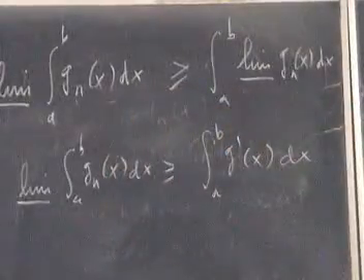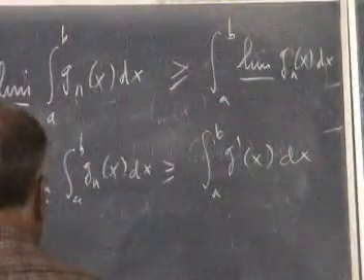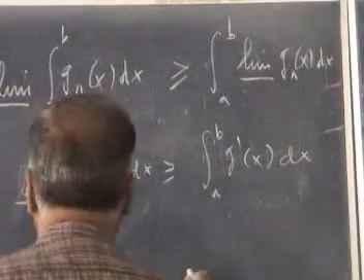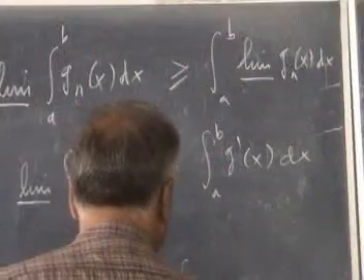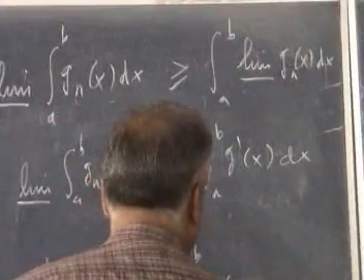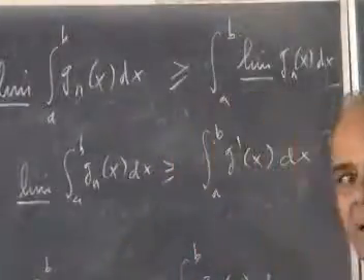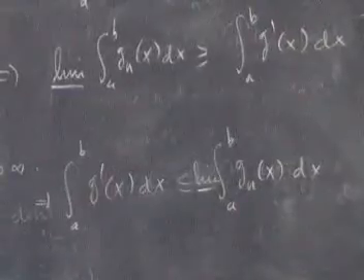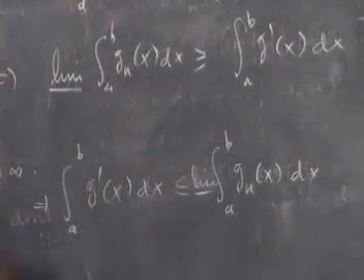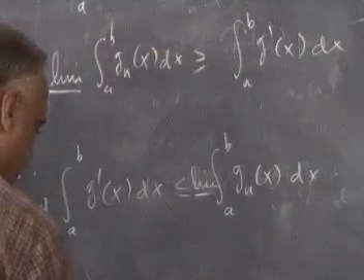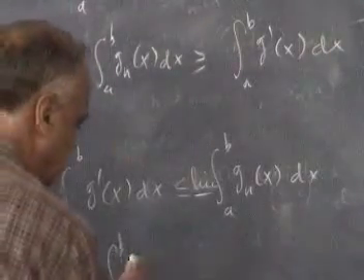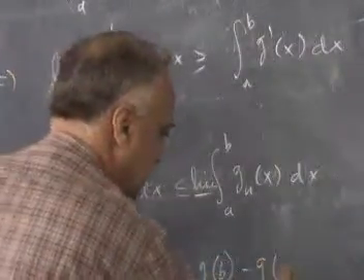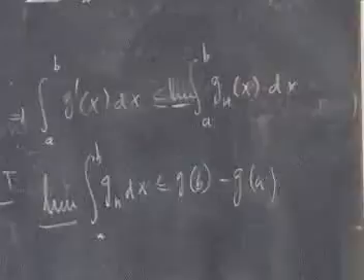Right? So we have this integral from A to B of G prime dx less than or equal to lim inf of the integral from A to B. But what did we want? We want G prime to be less than or equal to lim inf of Gn. So it's enough. Lim inf of the integral from A to B is... okay, and we are done.